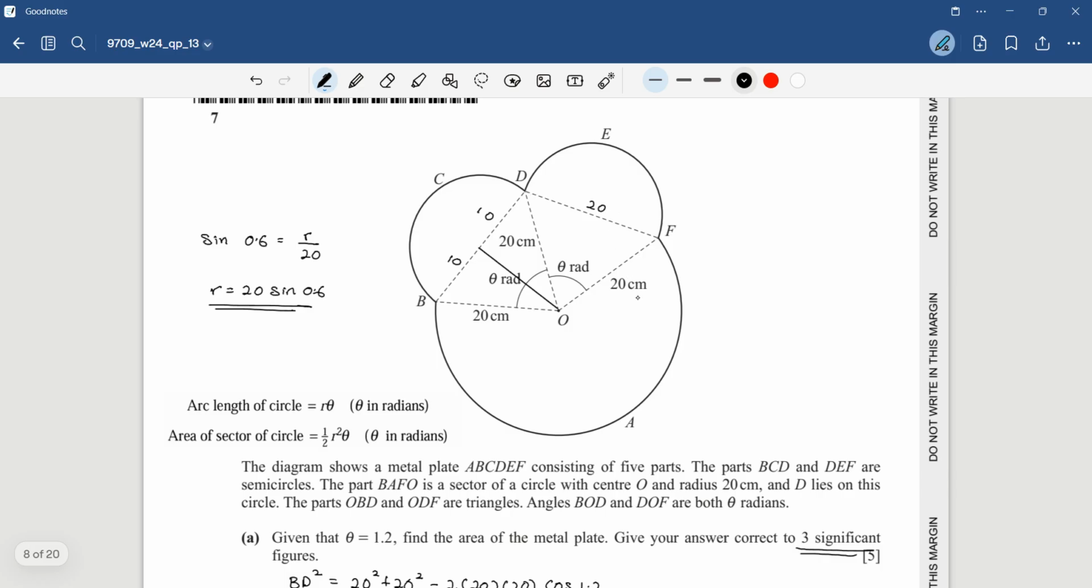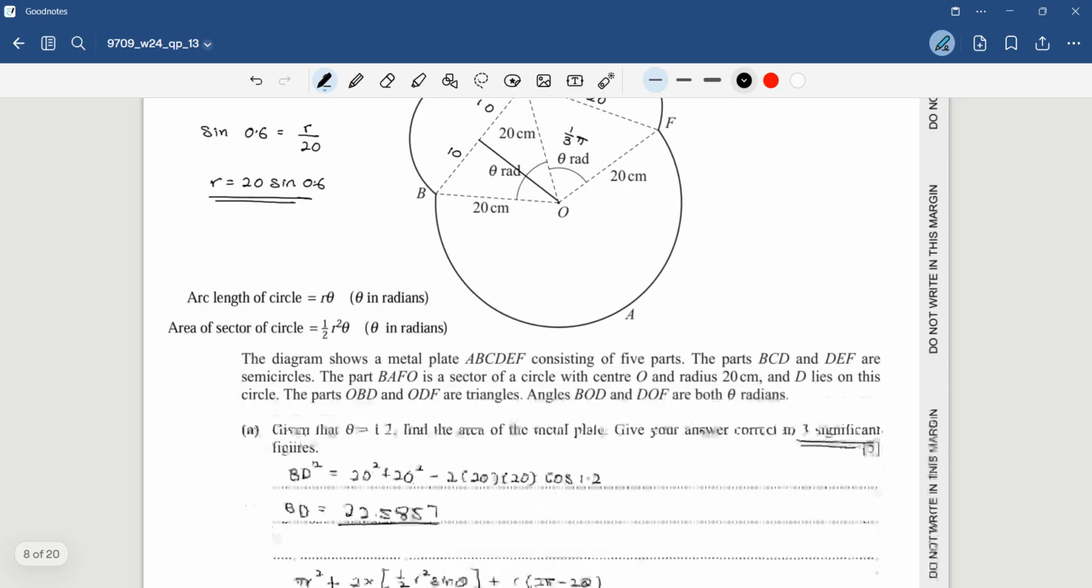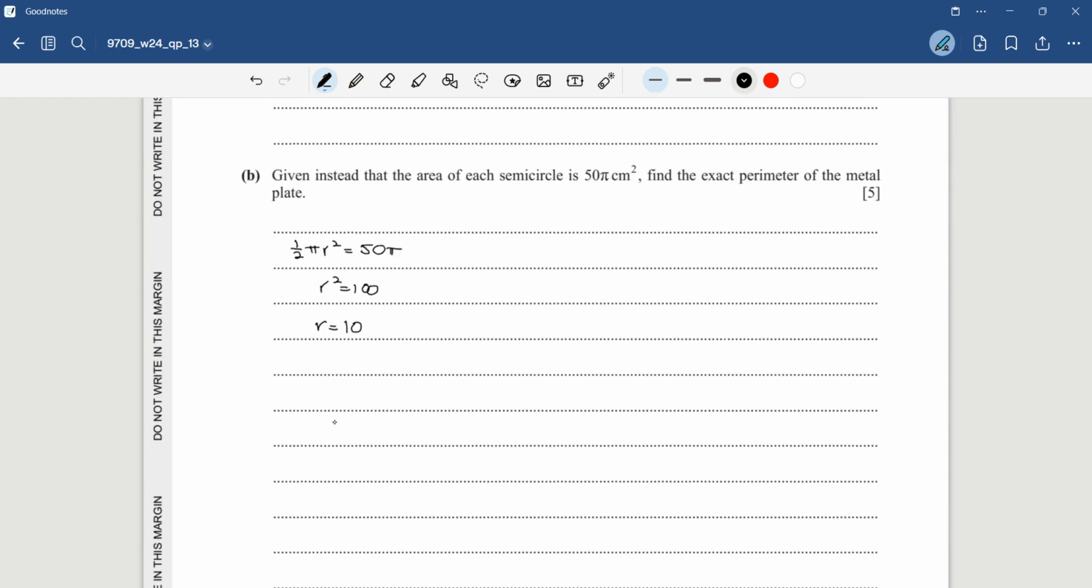So 20, 20, 20 means it is an equilateral triangle. Therefore, my theta will be 1 over 3 pi. Okay, you must know this. It's an equilateral triangle, so my theta here is 1 over 3 pi. Now find the exact perimeter.